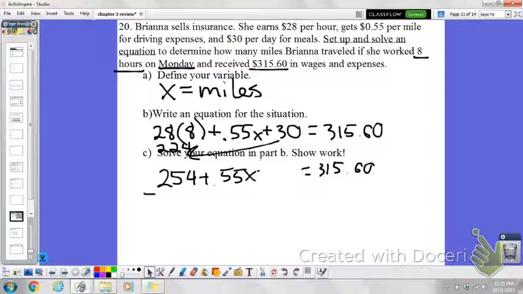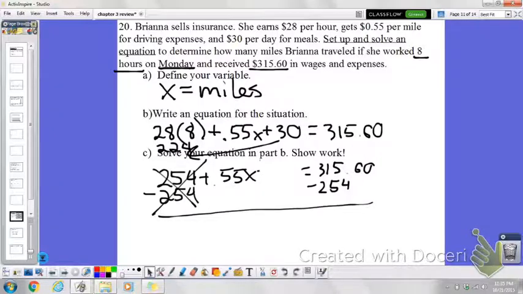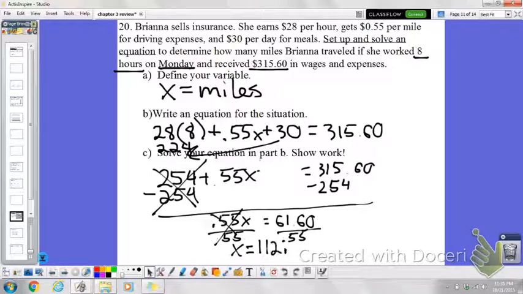So now to solve this equation, we subtract 254 from both sides. 254s on the left cancel out, so I have 0.55x equal to $61.60. Now I need to divide both sides by 55 cents. $0.55 on the left cancel out, so I have x is equal to 112 miles.